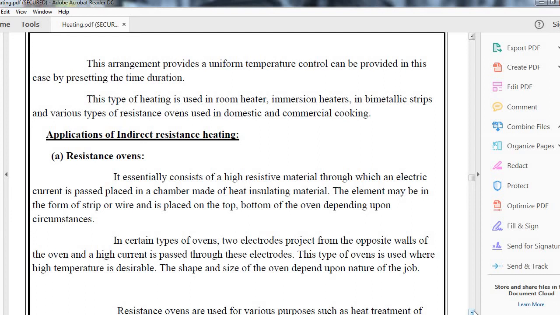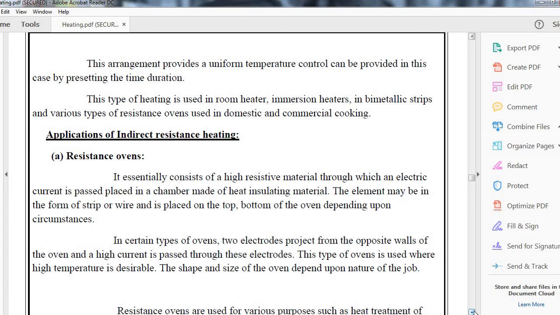Application of indirect resistance heating. First is the resistance oven. It essentially consists of high resistive material through which electric current is passed, placed in a chamber made of heat insulating material. The element may be in the form of a strip or a wire which is placed on the top or bottom of the oven depending upon the circumstances.